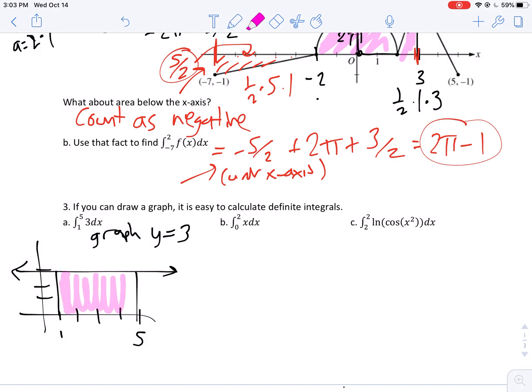Okay, well, when you look at that area in there has a base of 4 and a height of 3. So that area is 4 times 3, which is equal to 12.